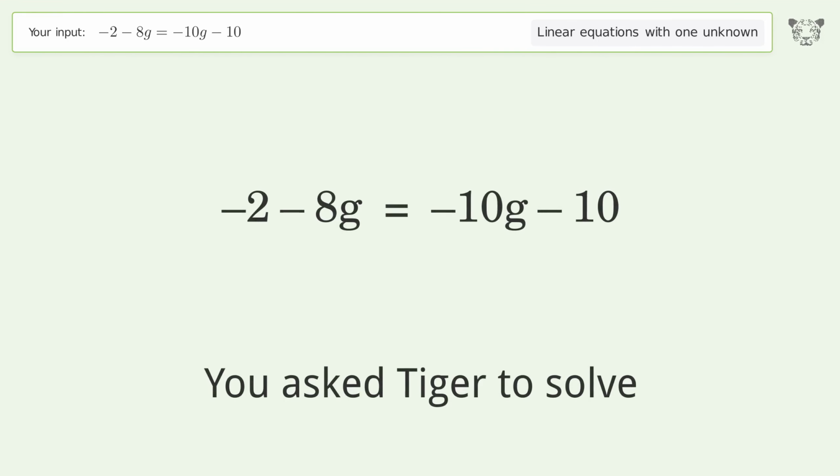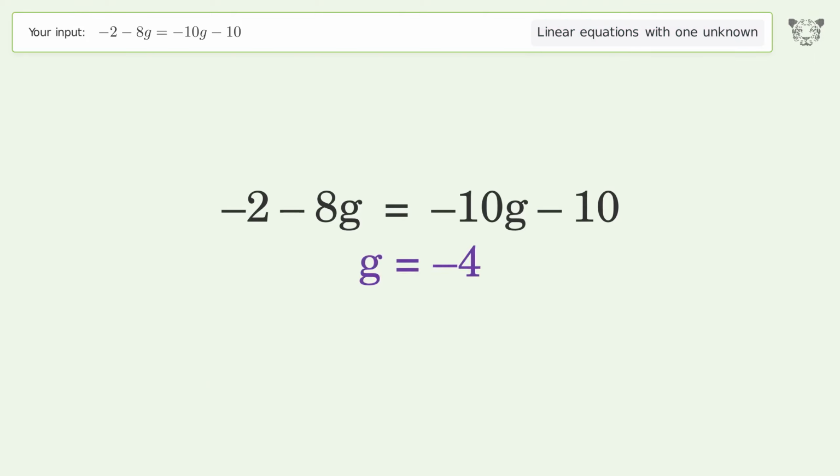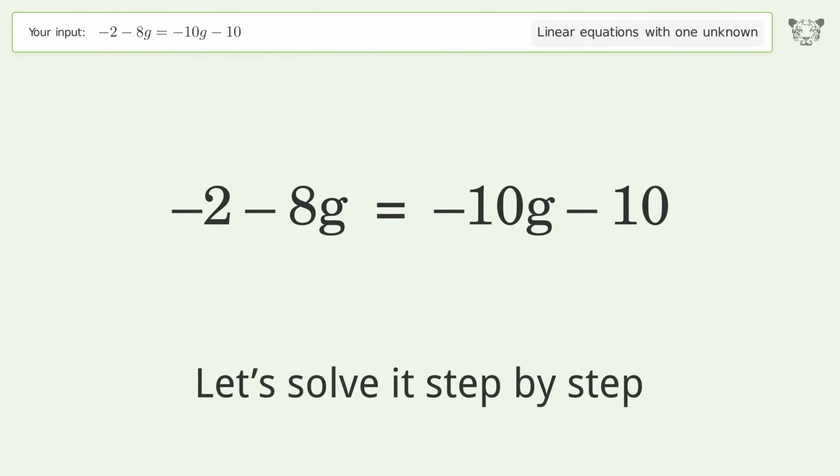You ask Tiger to solve. This deals with linear equations with one unknown. The final result is g equals -4. Let's solve it step by step.